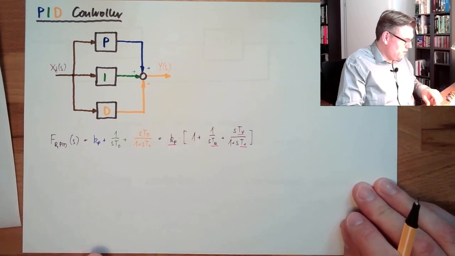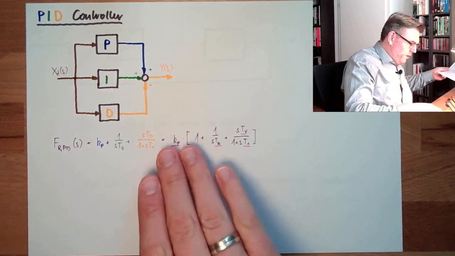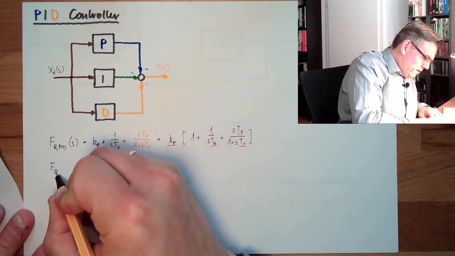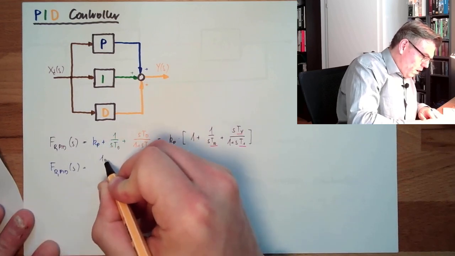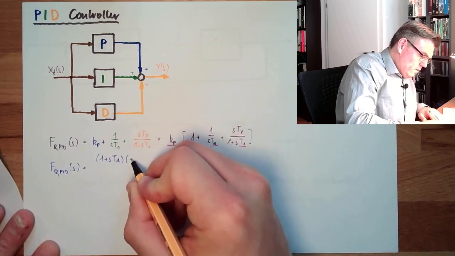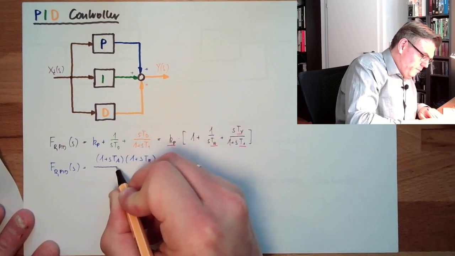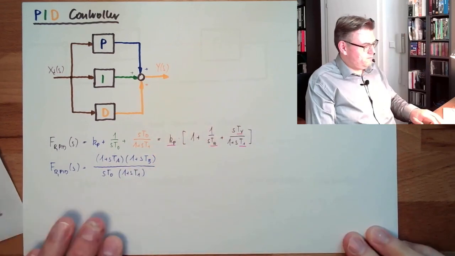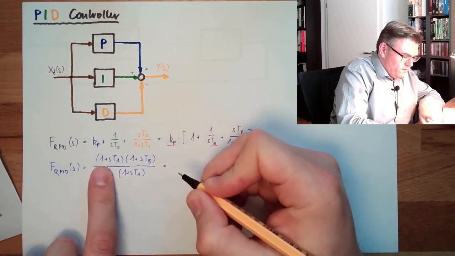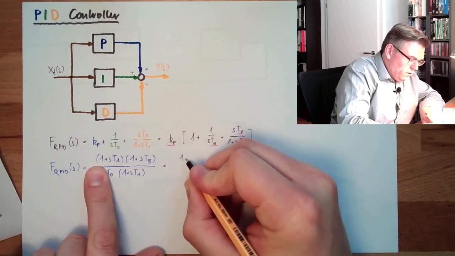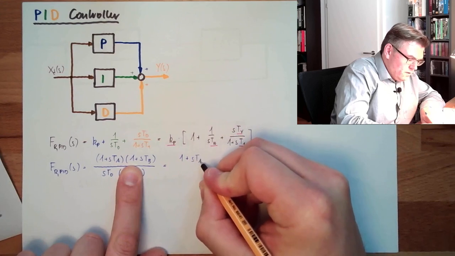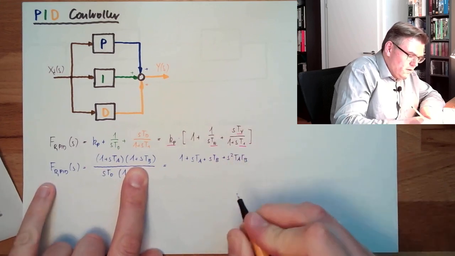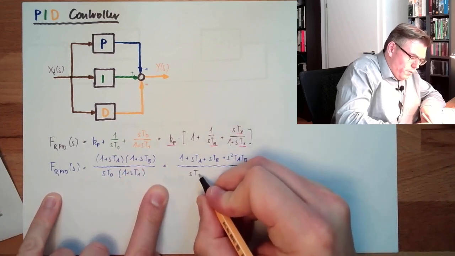Let's simply try it. Okay, so we said the parallel representation and the factor representation look different. The factor representation was looking like this, FR PID from S equals 1 plus STA, 1 plus STB divided by STO, 1 plus ST1. Okay? So let's simply factor this or combine this. So it's 1 plus STA plus STB plus S squared TATB, and below we will stay with this.